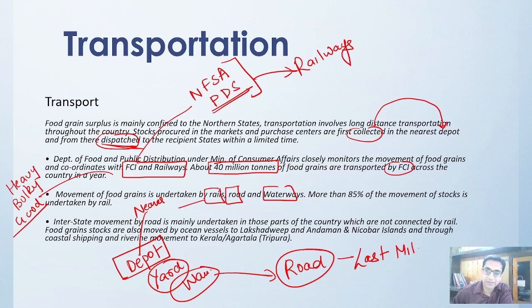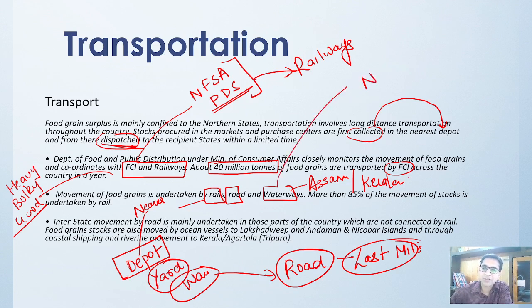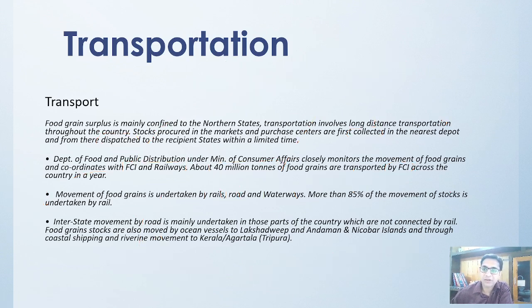Then when it reaches the nearest yard, it is taken by road to the last-mile places, right? Wherever there is an issue with proper roads or railway connectivity, waterways are used, like normally in Assam and some parts of Kerala, some parts of Orissa, and in the northeast, where waterways are the main way of transport.